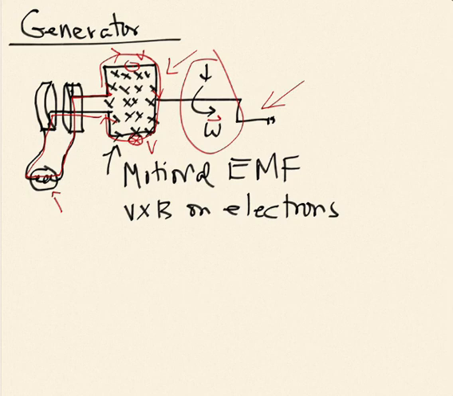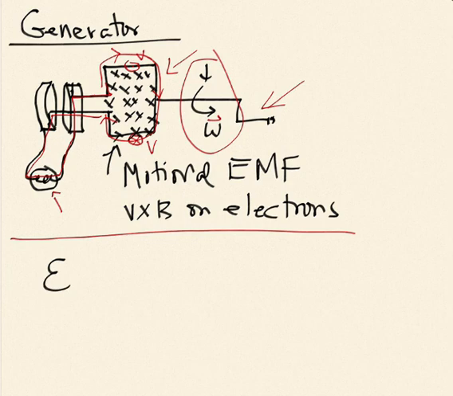So we want to analyze this situation using what we've learned so far. Okay, so we want to calculate the EMF that's generated. Now this is going to be an alternating current, as we'll find out. So as I turn the loop, the EMF is going to switch directions. But we want to calculate the EMF generated by this rotational process.